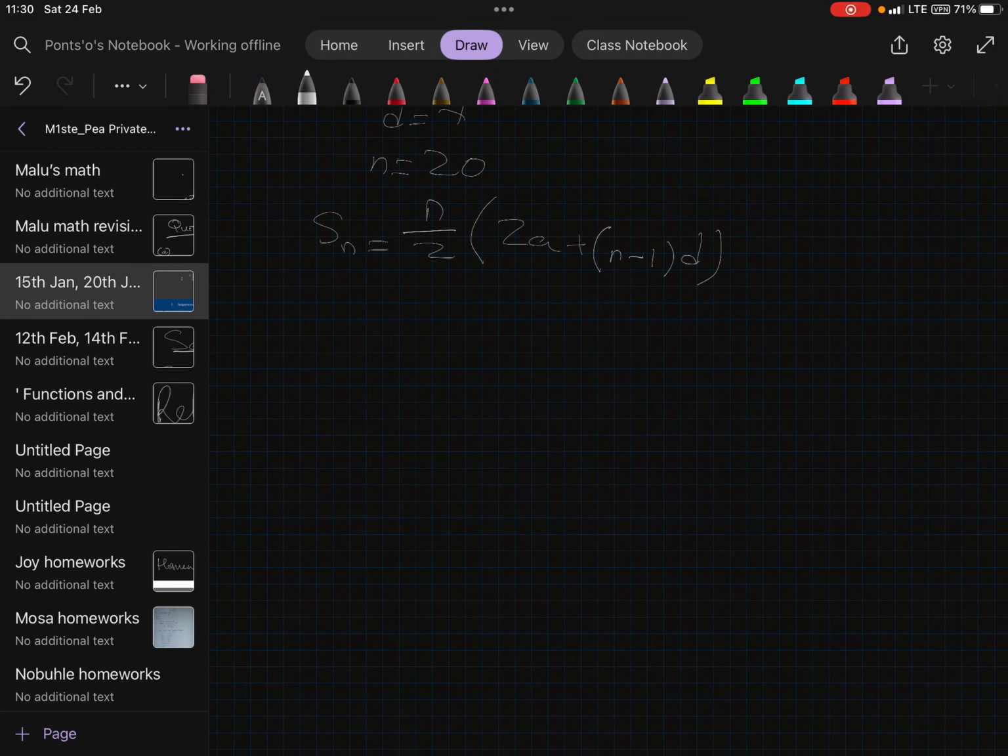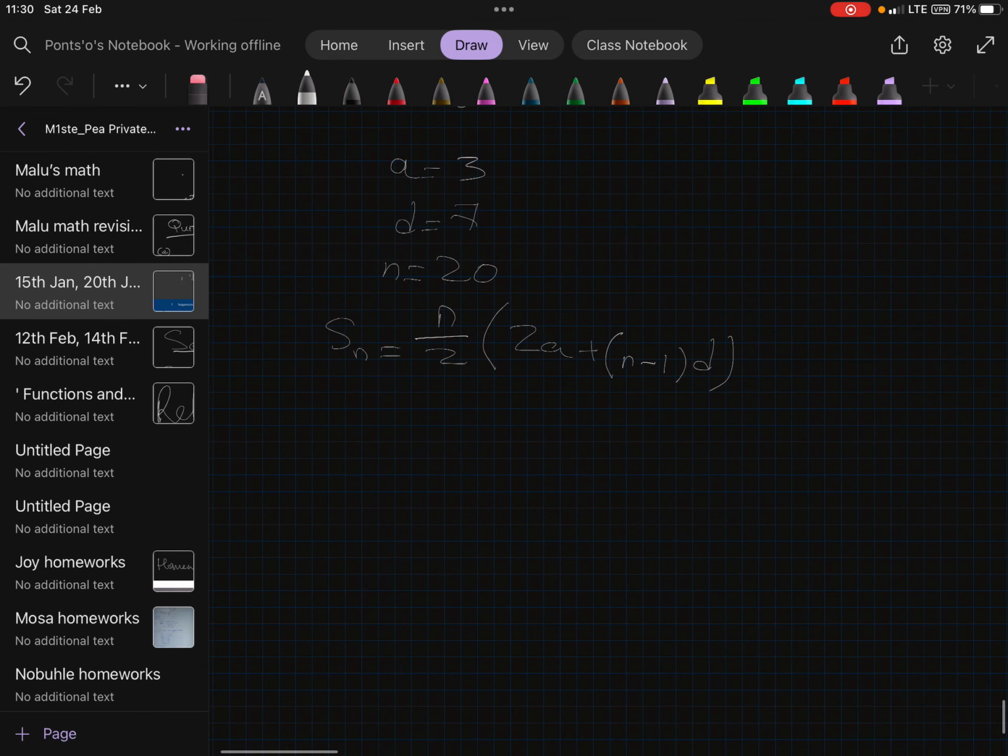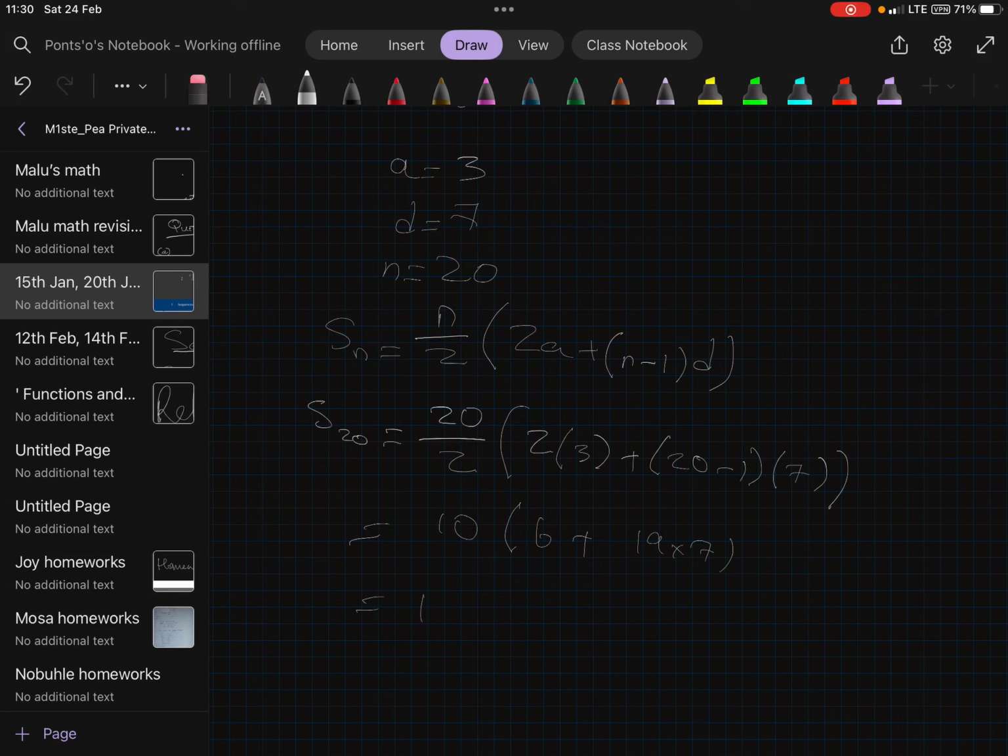And then when we substitute all of these terms that we know, a, d, and n, we'll have the sum to the 20th term is 20 divided by 2 times 2 into a, which is 3, n is 20, and our common difference is 7. And that gives us 10 into 6 plus 19 times 7. And with a calculator, you should be able to, in one calculation, get the correct answer of 1390.